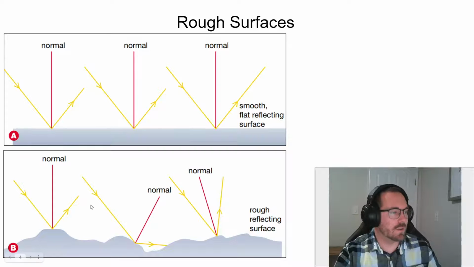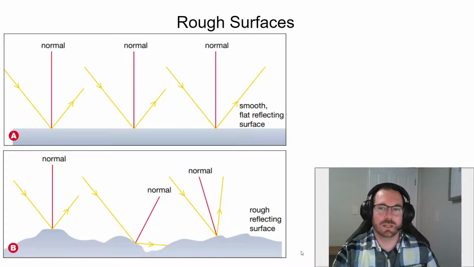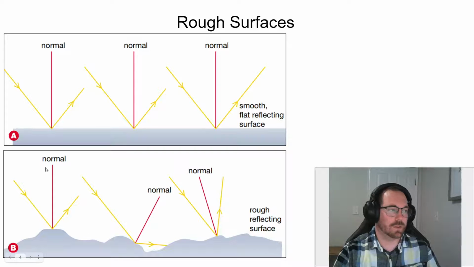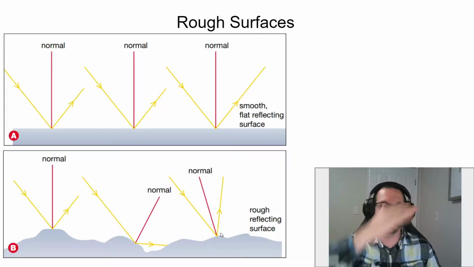However, here on our rough surface, look what's happening. All the rays are coming in at the same angle, but based on where they're hitting the surface, they're bouncing back at different strange angles. If we pick out several tiny flat areas on a rough surface, we'll see that the normal line goes in many different directions, right? Here the normal is straight up and down, here it's a little bit to the right, here it's a little bit to the left. And those are all just because the surface itself has different angles and bumps and changes to it.